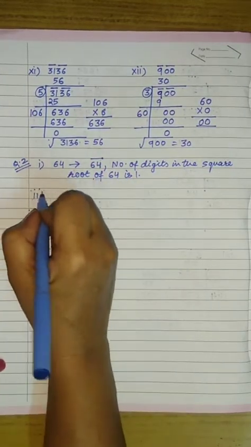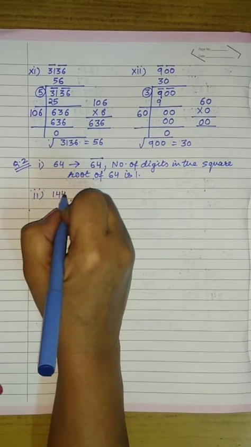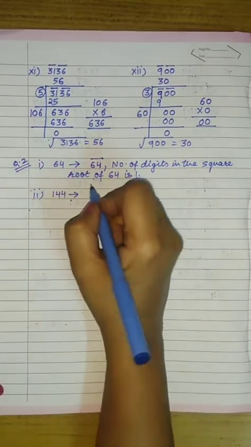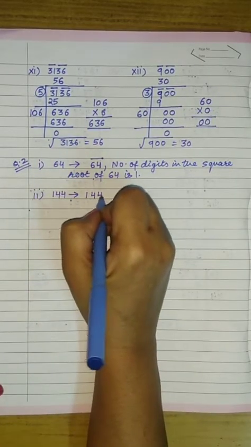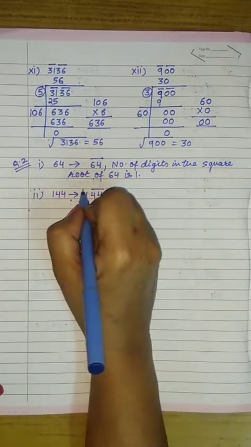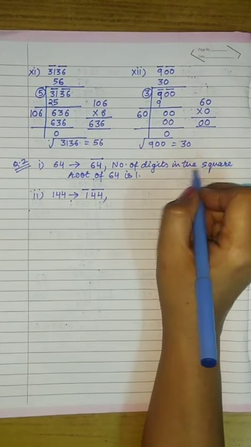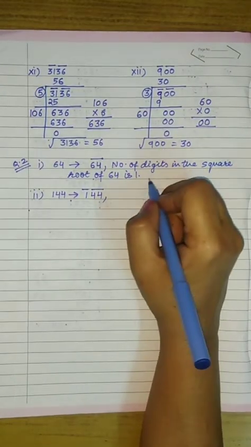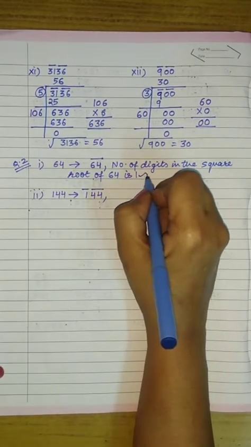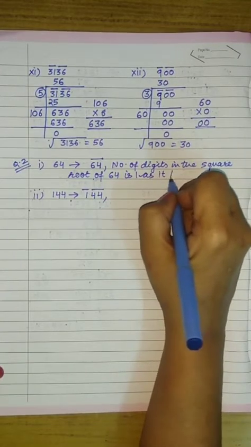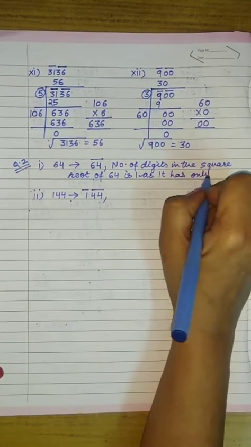In the second part, we have 144. The number is 144. How many bars does it have? 2. One bar is on 44 and one is on 1. In the first part, the number of digits in the square root of 64 is 1, as it has only one bar.